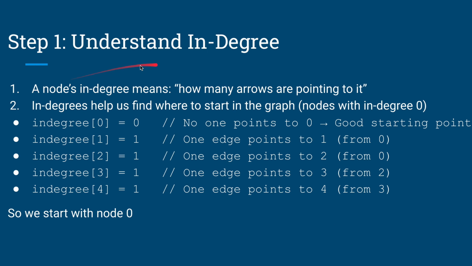So the first step we will do is to understand the in-degree. The in-degree of a node means how many arrows are pointing to it.